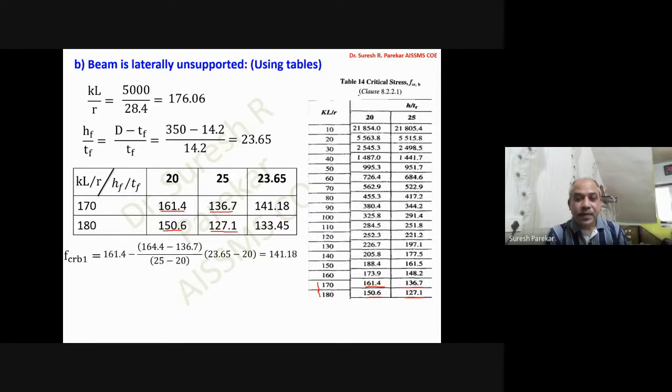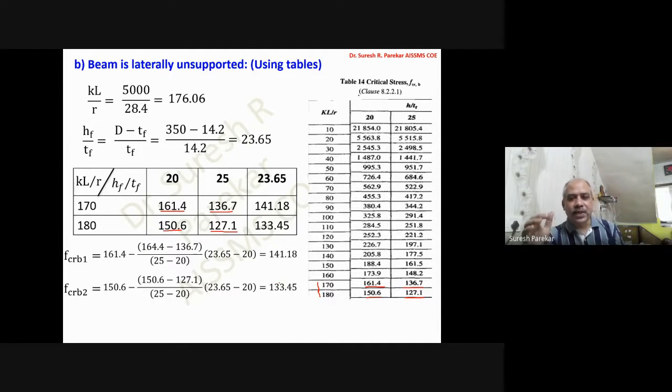Now you can see this interpolation. For FCRB, we have 161.4, and the value is decreasing, so we have taken it as minus, and with the remaining values this gives me 141.18. Now I will calculate for 180 also, and I get the value as 133.45. Always keep in mind that this value should lie between the two values. Since 23.65 is towards 25, I should have this value towards 25, and it goes near to it. In this way we have calculated these two values.